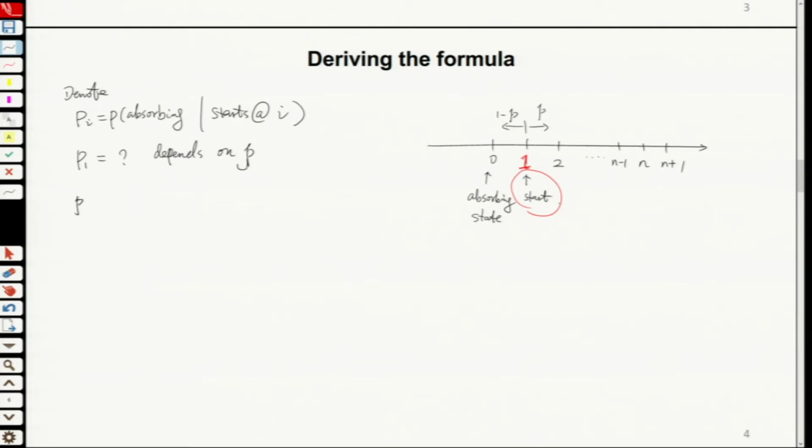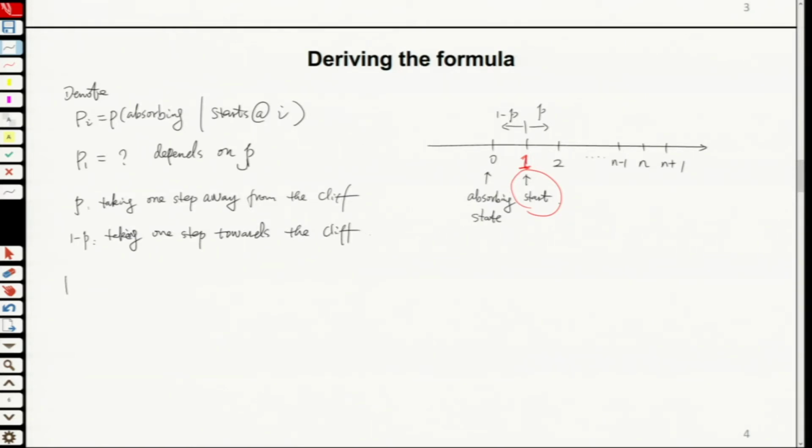Now, P is taking 1 step away, and 1 minus P is taking 1 step towards the cliff.